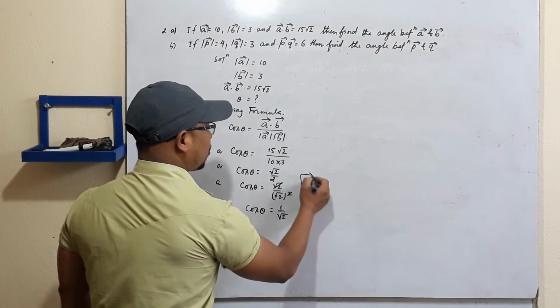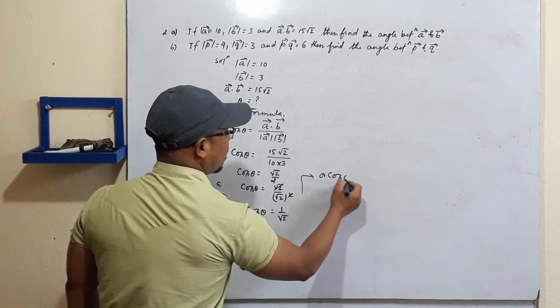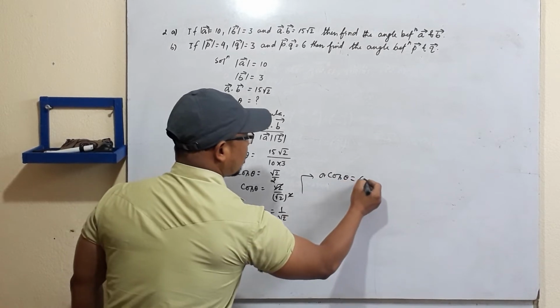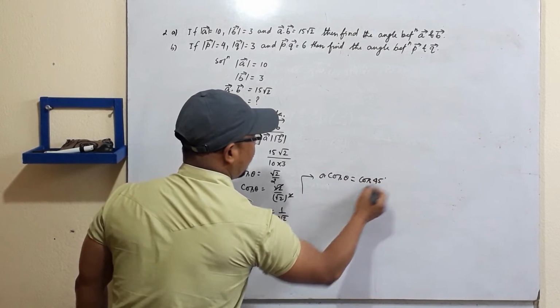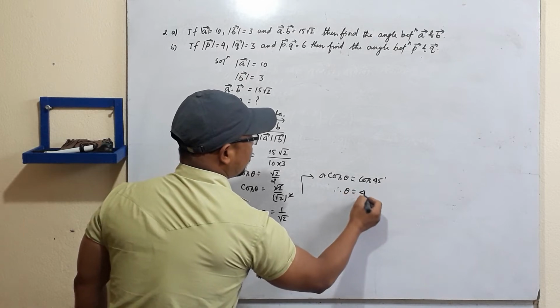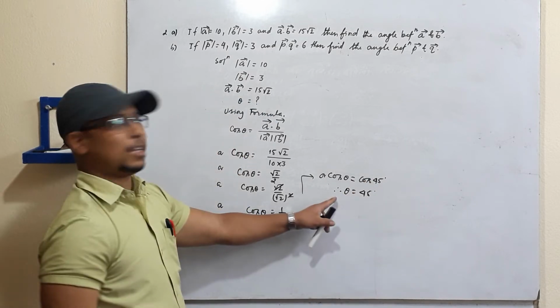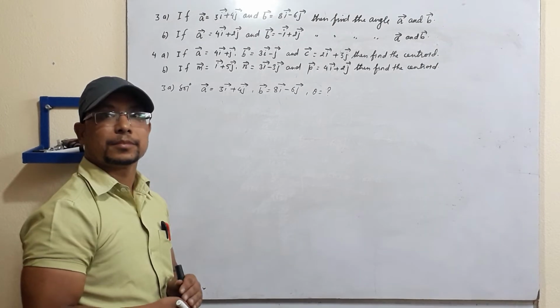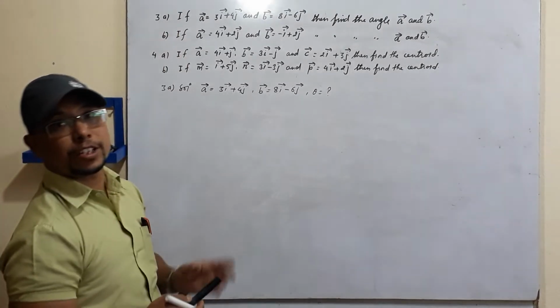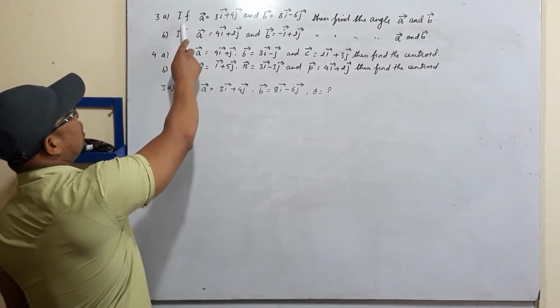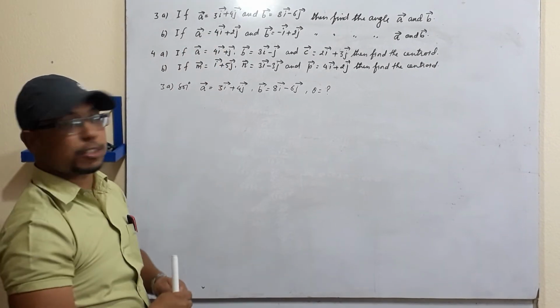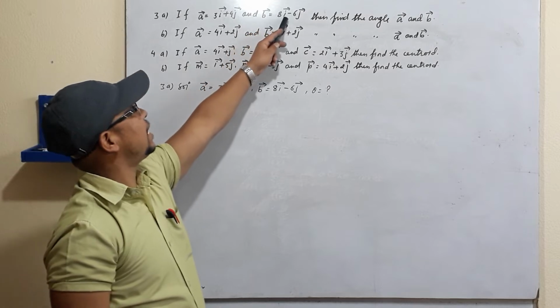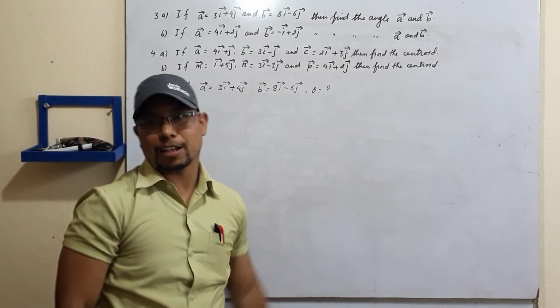Now 1 by root 2 means cos theta equals 1 by root 2, which means cos 45. Therefore the angle between the two vectors A and B is 45 degrees. Okay, now question number 3. If vector A is 3i plus 4j and vector B is 8i minus 6j, then find the angle between them.